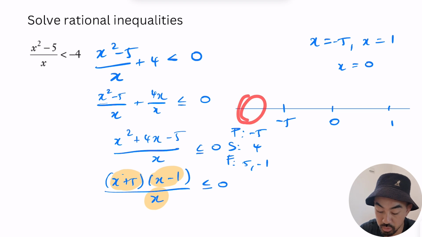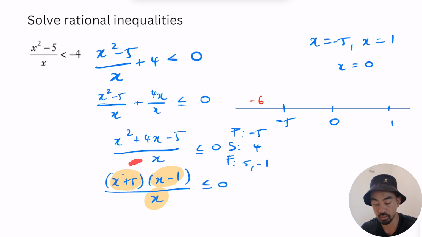All right, let's choose a number less than minus 5. So let's say minus 6. Now, if I put in minus 6 in here, minus 6 plus 5 is going to be negative. Minus 6 minus 1 is going to be negative. And if I put in minus 6 at the bottom, that's also going to be negative. So 3 negatives make a negative, which is less than or equal to 0. So let's give that a tick.